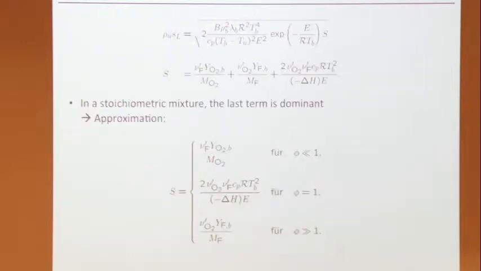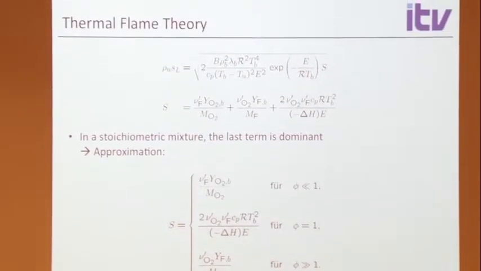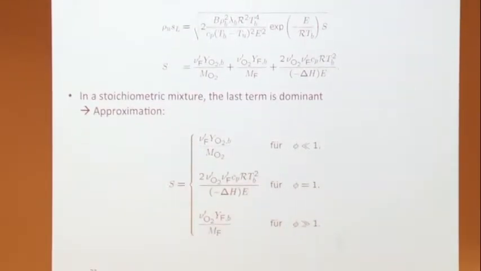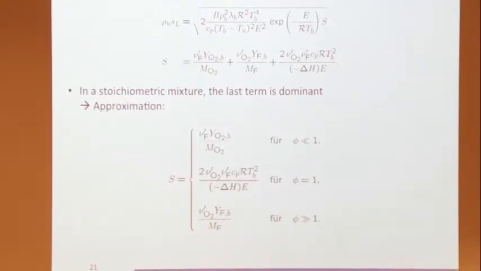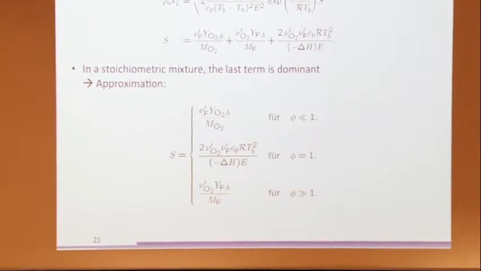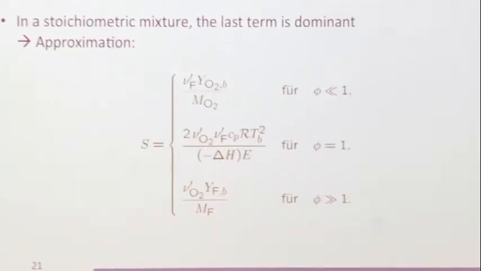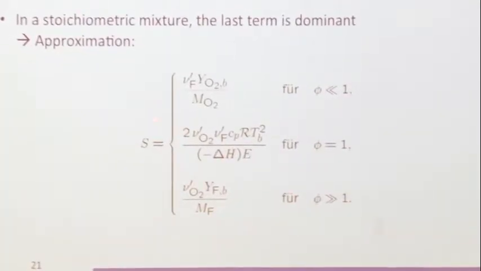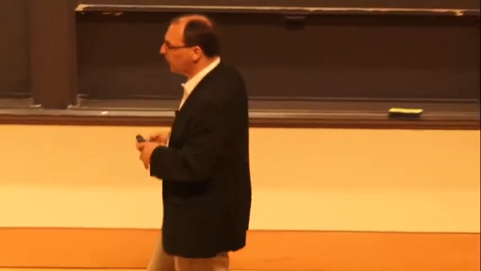Okay? So we can approximate this like this, where we say this is the burning velocity, and then the S term here for very small equivalence ratio should just be this. For very large equivalence ratio, it should just depend on the fuel. And for stoichiometric or around stoichiometric, it's just this term that matters. Okay? So this is the final approximation.